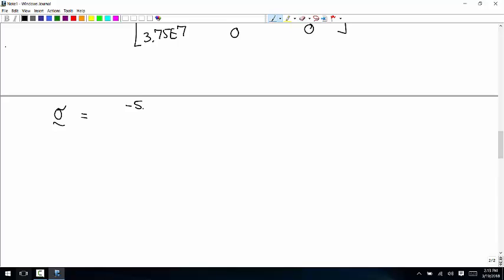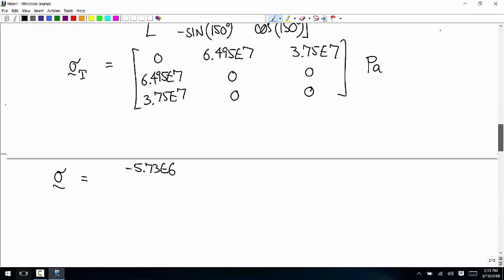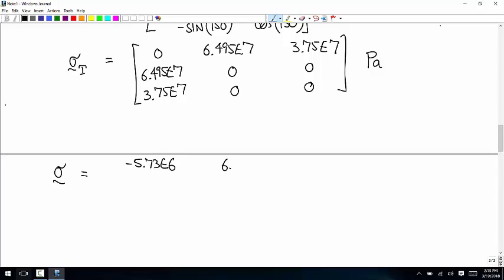So negative 5.73 times 10 to the 6, positive 6.495 times 10 to the 7, 3.75 times 10 to the 7.